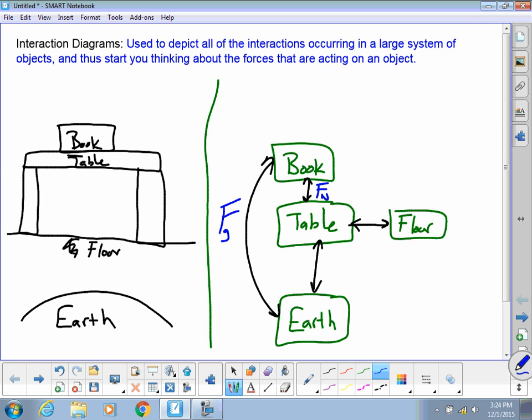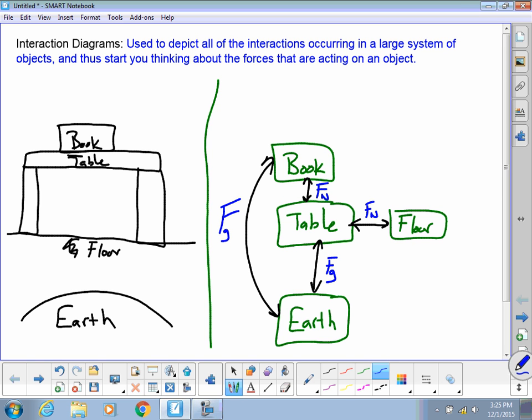Same thing with the force between the table and the floor. So that's a normal force. And then between the table and the earth, that's also force of gravity. By the way, in case I just don't want to skip over anything, for F sub n, F of course is still force. The n stands for normal, and so that's how we would mark that.